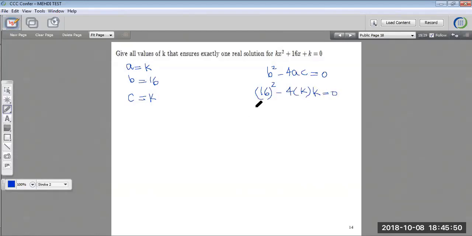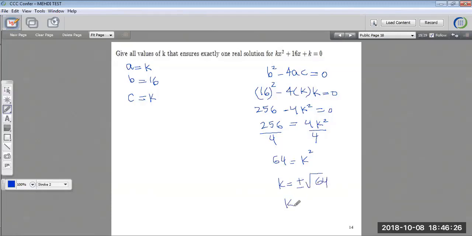So you get 256 minus 4k squared equal to 0. To solve for k, get 256 equal to 4k squared. Divide both sides by 4. You get k squared is equal to 64. So k must be equal to plus and minus the square root of 64. k must be equal to plus and minus 8.